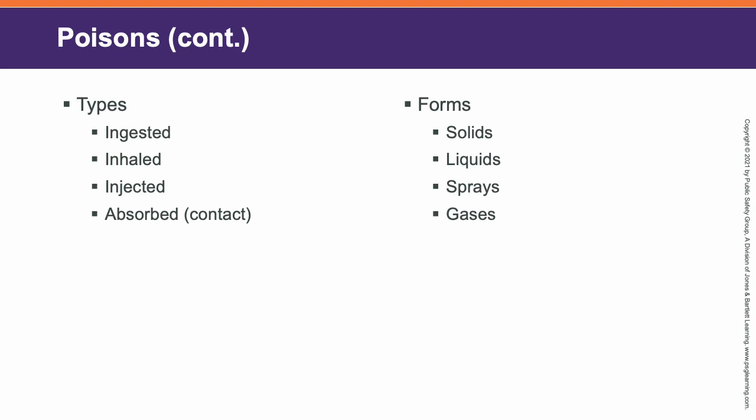Okay, poisons in general, there are different types. There's 4 types. Make sure you understand what these types are. It's going to be really important. Poisons can be ingested, inhaled, injected, or absorbed through contact. And the different forms they can be found in are solids, liquids, sprays, and gases.